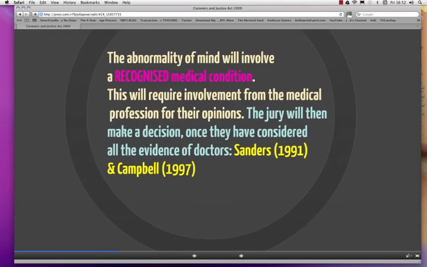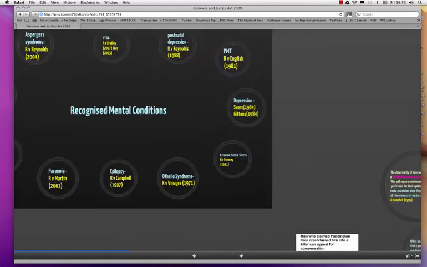So the abnormality of mind involves a recognised medical condition. This will involve the medical profession for their expert opinions, and then the jury will make a decision once they've considered all the evidence that's been put forward by the doctors. And for this point, if you add Sanders 1991 and Campbell 1997, they are your authority cases for the point that's just been made.